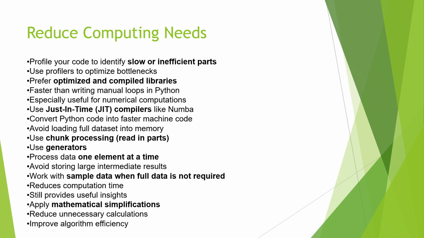Reducing computing needs is essential for improving efficiency and performance when working with large datasets. One of the first steps is to profile the code using appropriate tools to identify slow or inefficient sections, allowing developers to focus on optimizing bottlenecks. It is always better to use optimized and compiled libraries instead of writing manual loops in Python, as these libraries are faster and more efficient, especially for numerical computations.